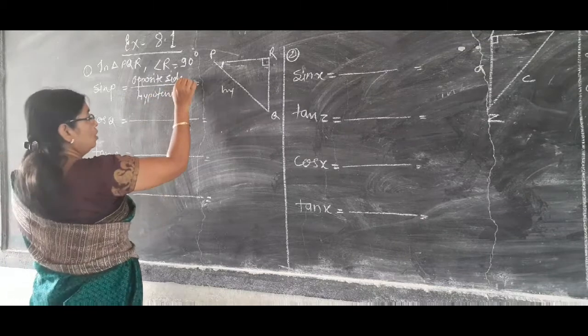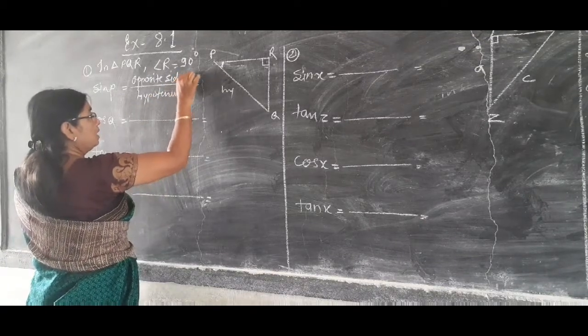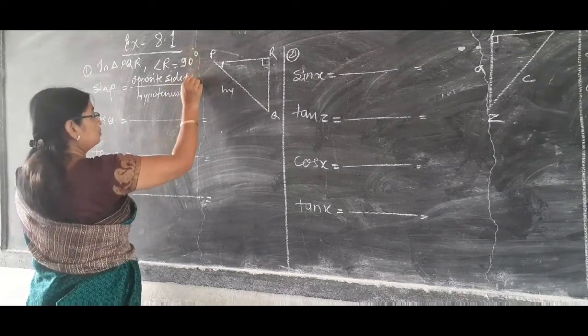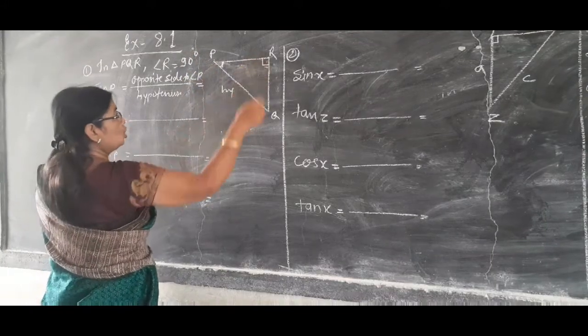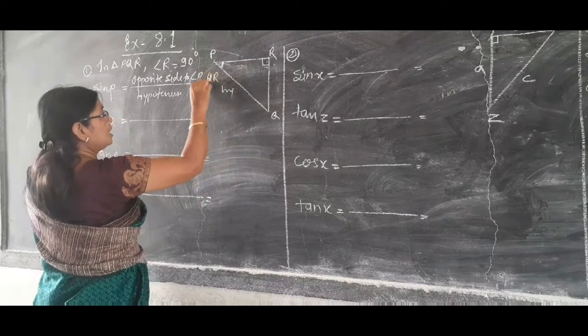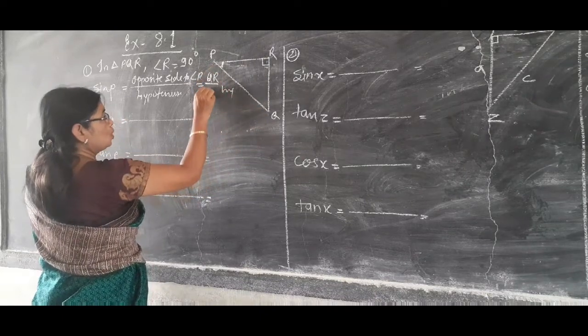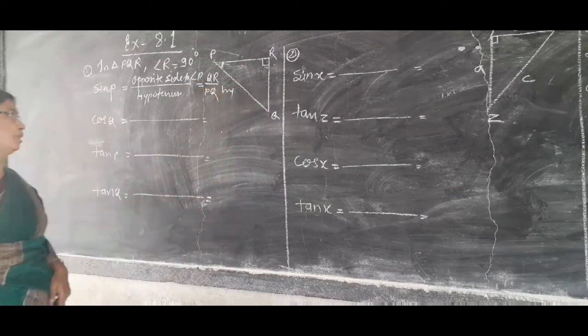Opposite side to angle P. Which is the opposite side to angle P? QR. And which is the hypotenuse? PQ. PQ is the hypotenuse.